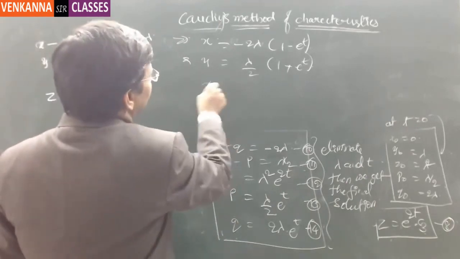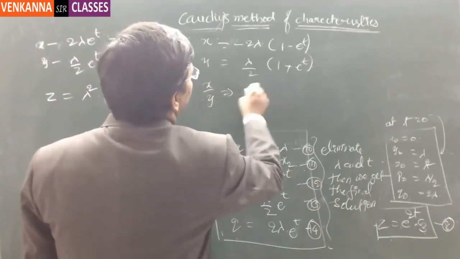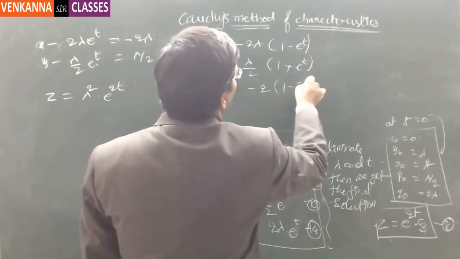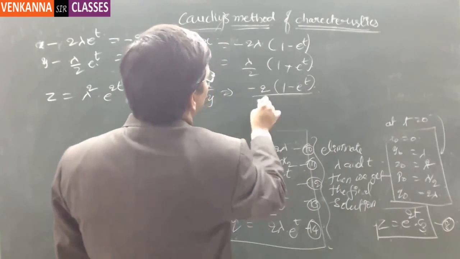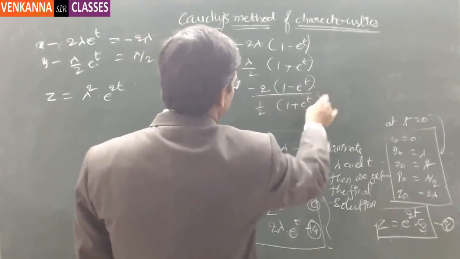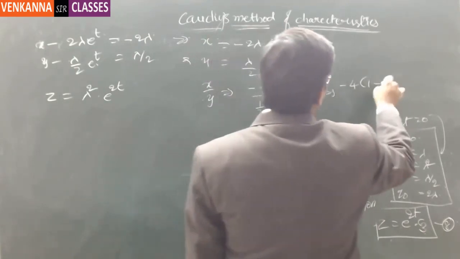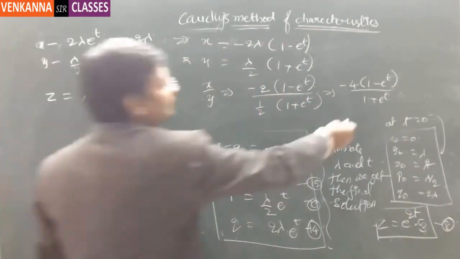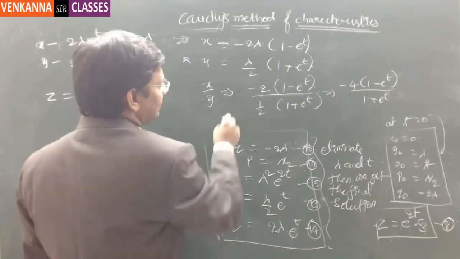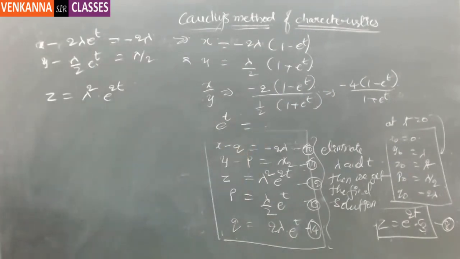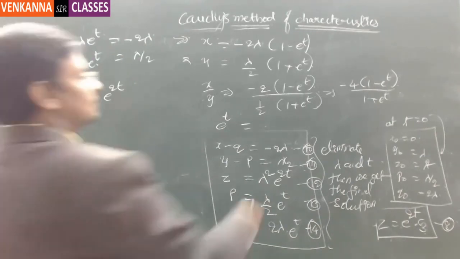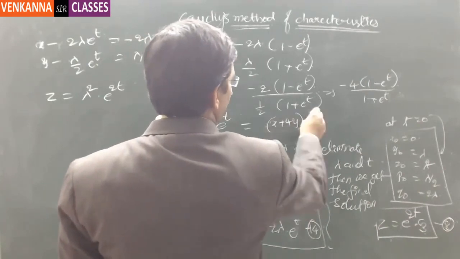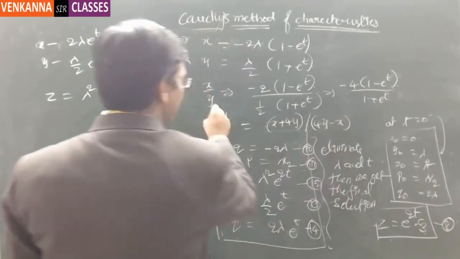Then from this equation, if you solve it, x by y is equal to minus 2 times 1 minus e power t, divided by 1 by 2 times 1 plus e power t. So this is minus 4, 1 minus e power t divided by 1 plus e power t. From this, you can find out the value of e power t in terms of x and y. This e power t value is going to be x plus 4y divided by 4y minus x. So this is the value of e power t.